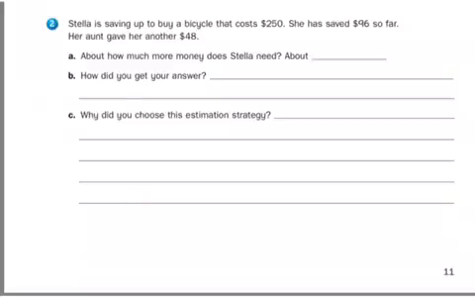Stella is saving up to buy a bicycle that costs $250. She has saved $96 so far. Her aunt gave her another $48. About how much more money does Stella need? Fill that in. How did you get your answer? And why did you choose this estimation strategy? So fill those all out in your math journal on page 11.